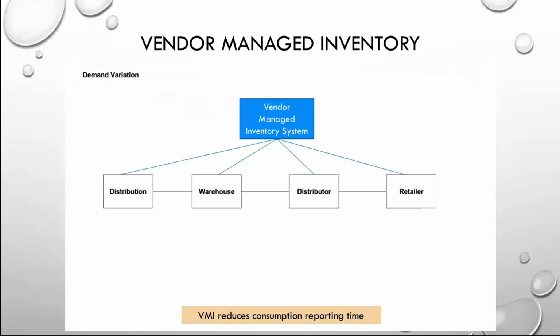So in this case, you've got four entities: distribution, warehouse, distributor. Obviously, I got distribution twice. The first block is supposed to be manufacturer. So you have the manufacturer, the warehouse, the distributor, and the retailer. And the vendor, which is the person at the end, the retailer, basically determines how much product will be in the pipeline at one time.